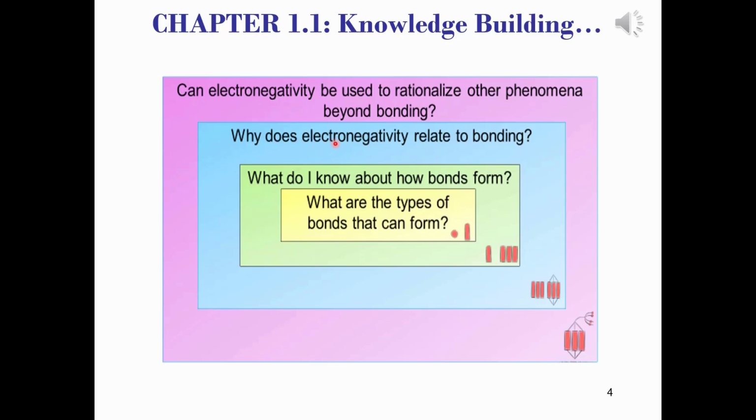Whereas when you use electronegativity to begin to relate this to explaining why and how bonds might be formed, then that's different, and we're now at the relational stage. And finally, when you use electronegativity to rationalize other phenomena beyond bonding, then this is known as the extended abstract, and it's where we hope you'll be by the end of this lesson.